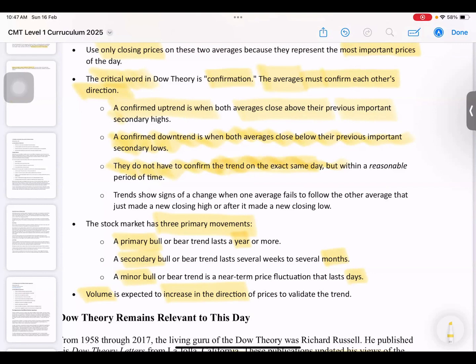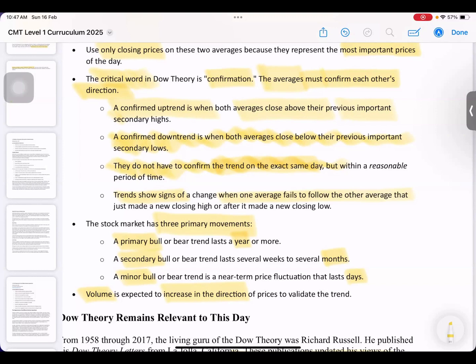Remember, they will not ask you questions sometimes directly. They will ask you questions indirectly. You have to imagine what the examiner is trying to get at. Trends show signs of a change when one average fails to follow the other average that just made a new closing high or after it made a new closing low.